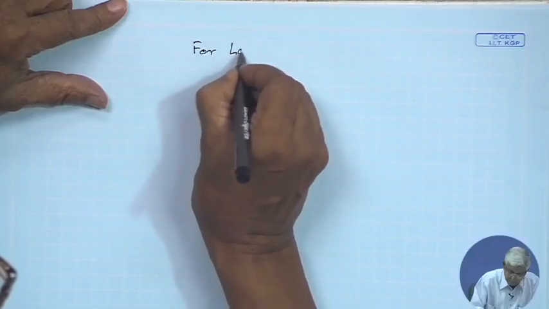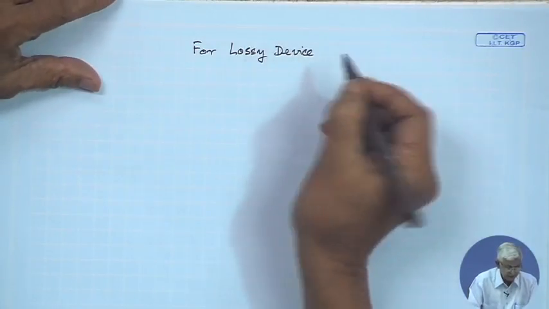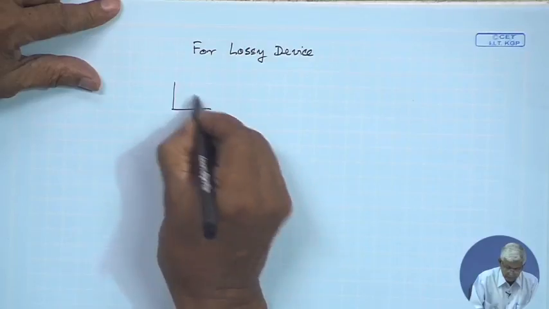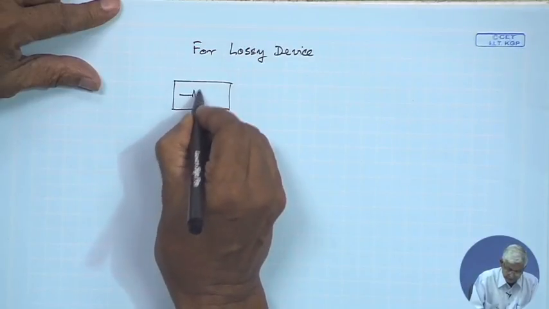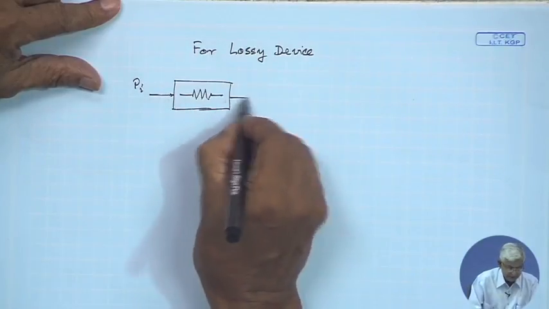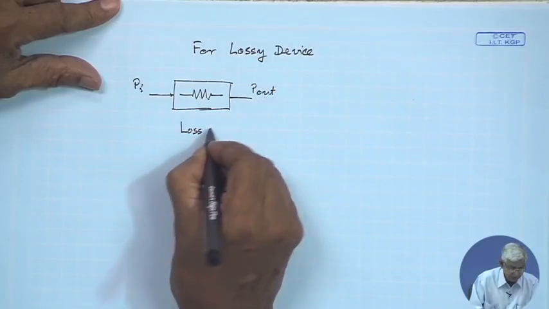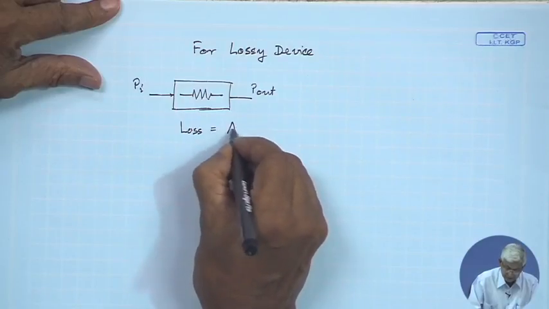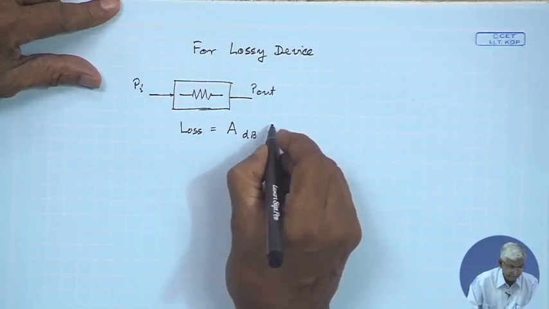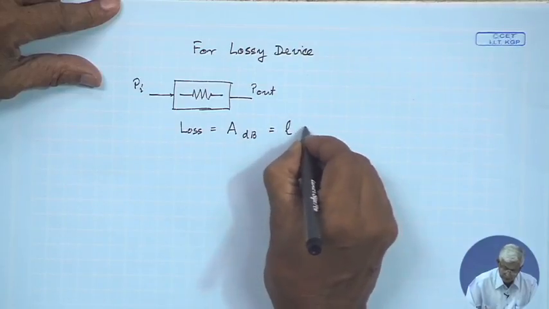Now, let us see how we represent the same thing for a lossy device or network. Normally we denote it by a resistance, and there is power coming in and power going out. So, loss, or many times we say attenuation, is denoted by A, in dB, and the same thing in ratio is called small l, which is a ratio.